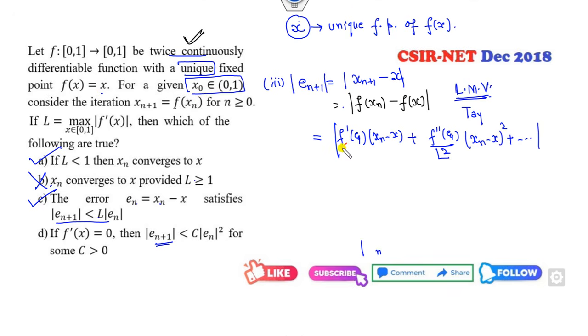Now this value will be 0. F double dash x is a positive number because f is a twice differentiable function from 0 1 to 0 1, so this number is positive. I call it C. This number is en square. Because it's a modulus value, I can say this is less than or equal to C en square. So the right answers are A, C and D.